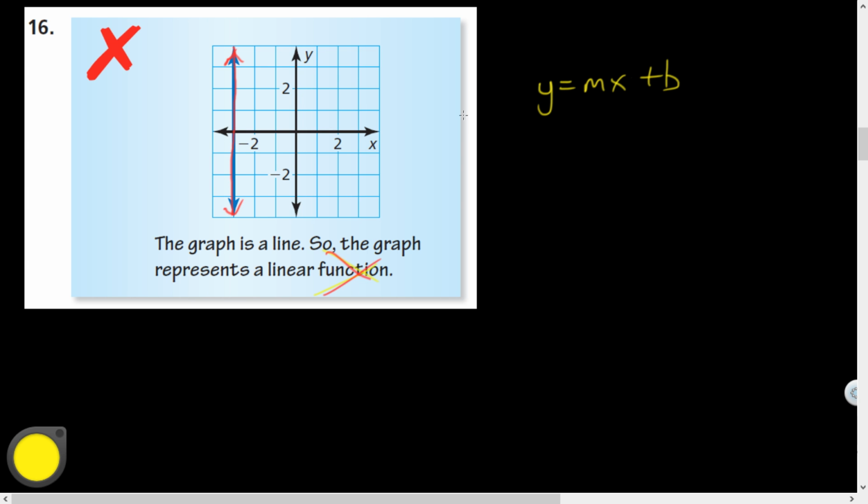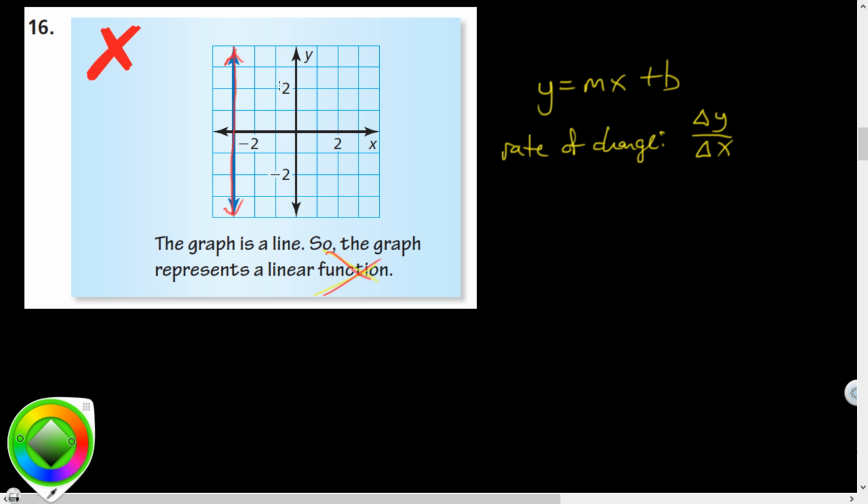Also, what if I asked you, what is the rate of change, okay? What is the delta y over the delta x? Watch this. Check this out. This is going to blow your mind. Ready? I'm going up infinity, right? Plus infinity. And what's my over? I'm going over 0. And that's just weird. Infinity divided by 0 is undefined.